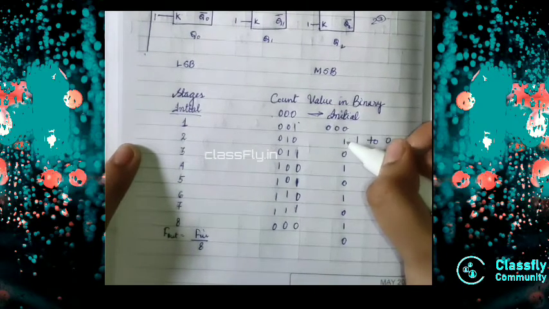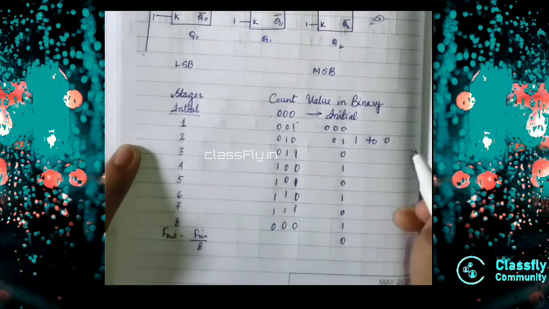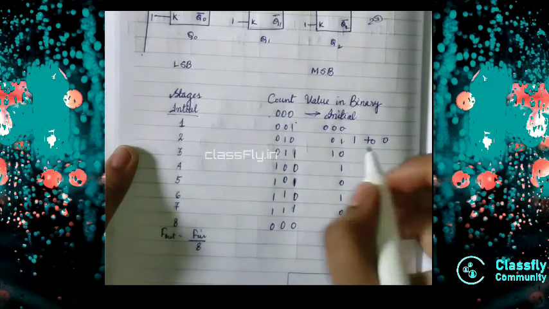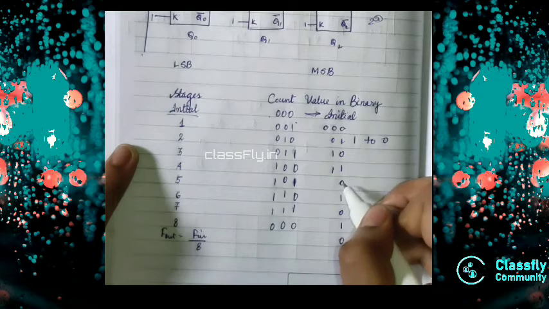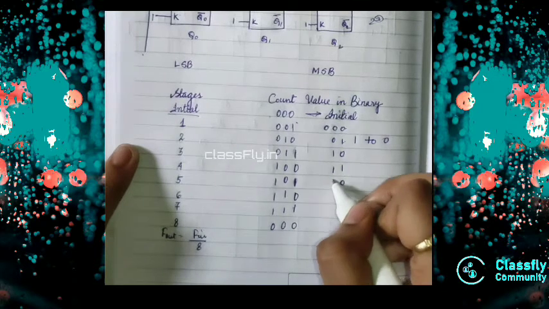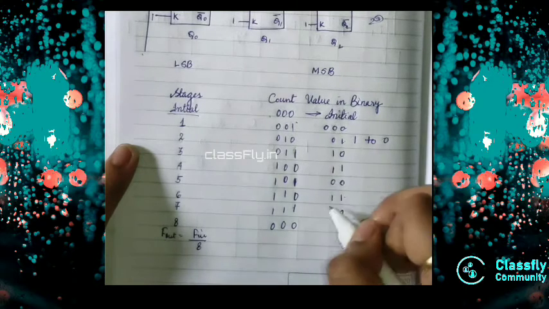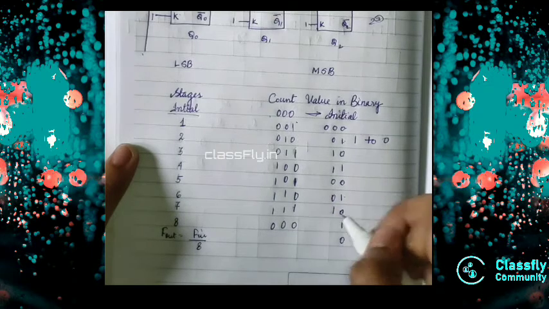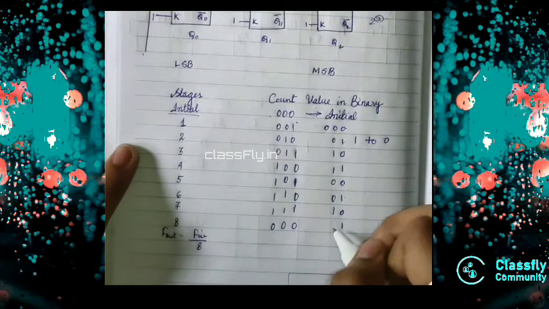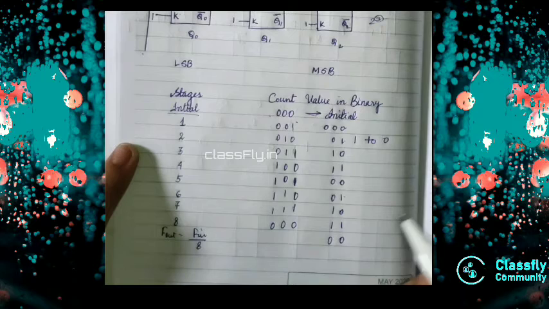From 0 to 1 there will be no change, so I will write 0 only. From 1 to 0 there will be a change, so I will write 1. From 0 to 1 there will be no change, so I will write 1. From 1 to 0 there will be a change, so I will write 0. From 0 to 1 no change, so 0. From 1 to 0 change, so 1. From 0 to 1 no change, so 1. From 1 to 0 there will be a change, so I will write 0.